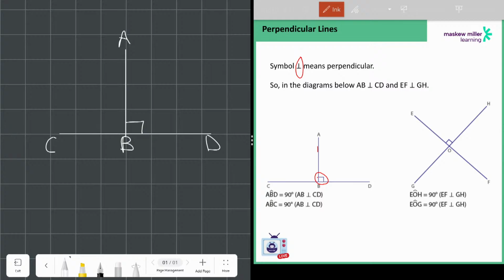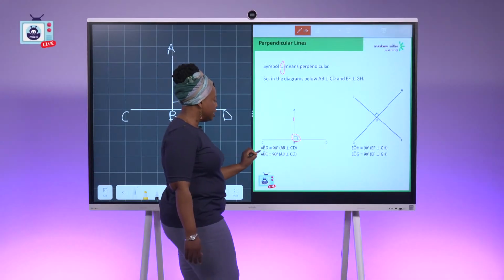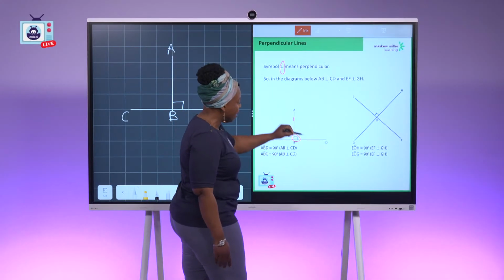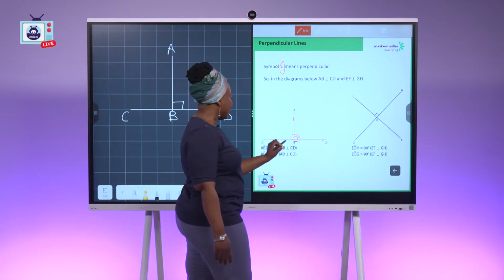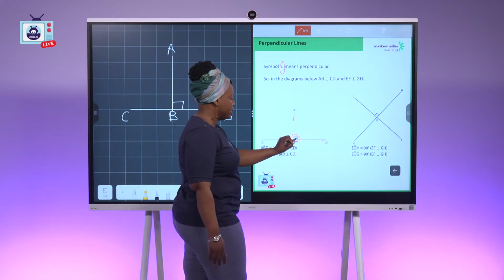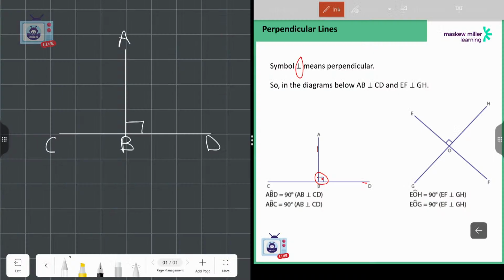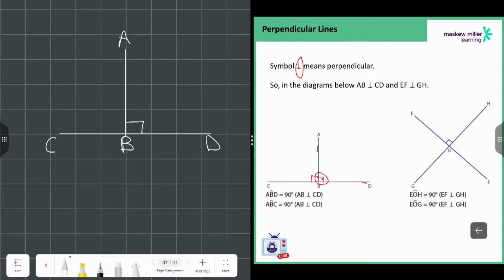And in these diagrams, you can see that for lines AB and CD, we are telling you that angle B, this one in particular, is given to be 90 degrees. So angle ABD is 90 degrees, as well as angle ABC. Even this side is going to be 90 degrees, the reason being that the sum of the angles on any straight line will always give us 180 degrees.